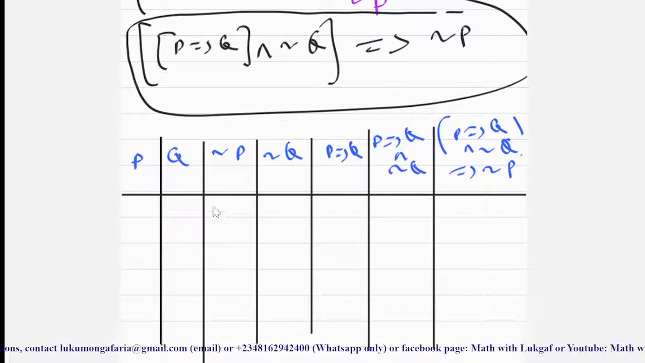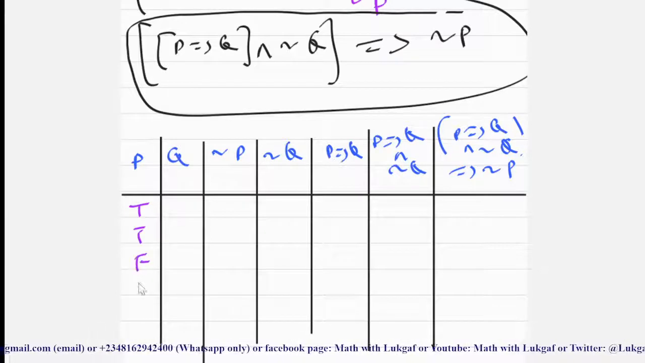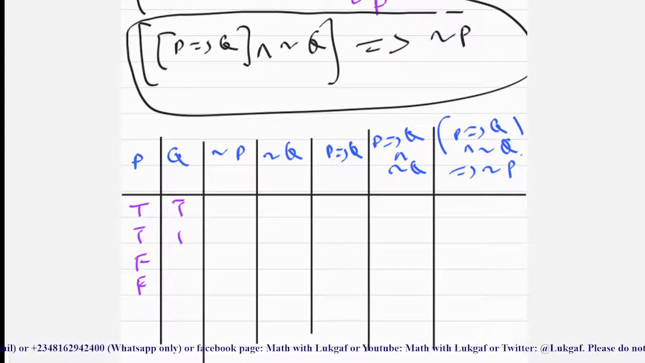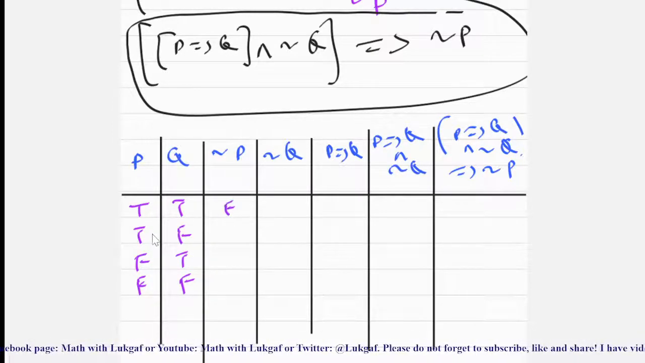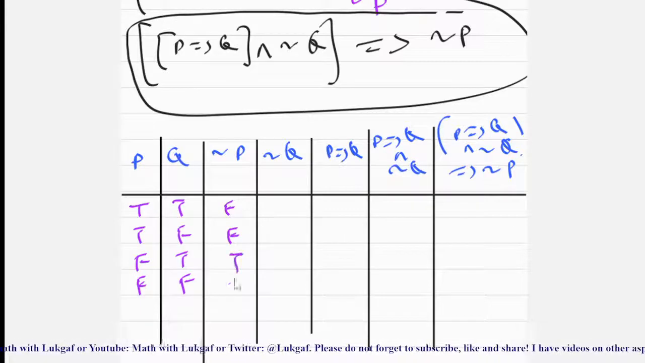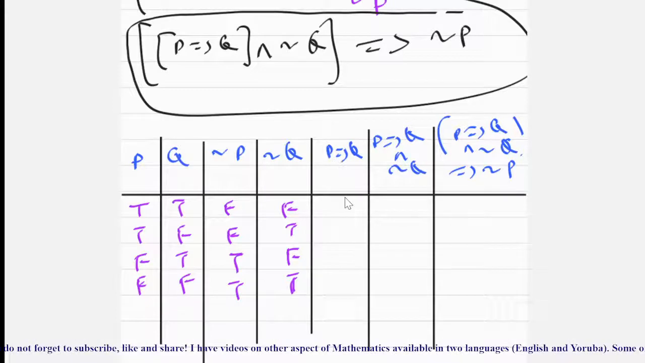Okay, now immediately you've done that, since we have two propositions, we have four possible truth values. Then you put true, true, false, false, true, false, true, false. I hope you understand now. So what is negation of P here? That is false, false, true, true. Negation of Q, false, true, false, true. Then your P implies Q now. Don't forget, for implication, you can only have false when the first is true and the second is false.